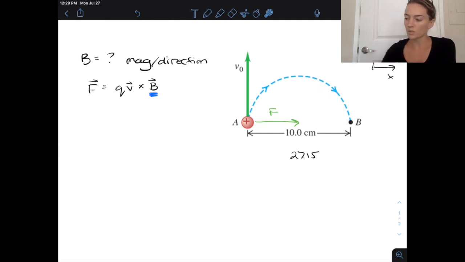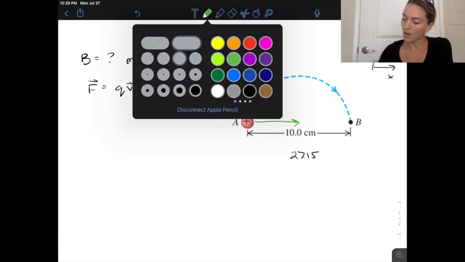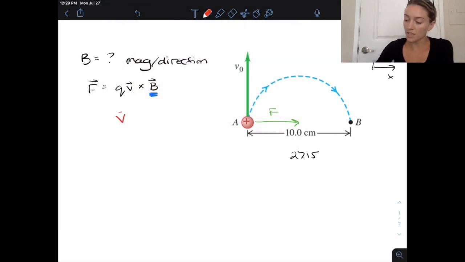So what I noticed was that a lot of people were doing V cross F to get B. And that's not correct, because remember, the cross product, you can't just flip things like that. So if you do V cross F to get B, you're going to end up with an extra negative sign that's wrong. So what you have to do is say, okay, well, V cross what will give me F?